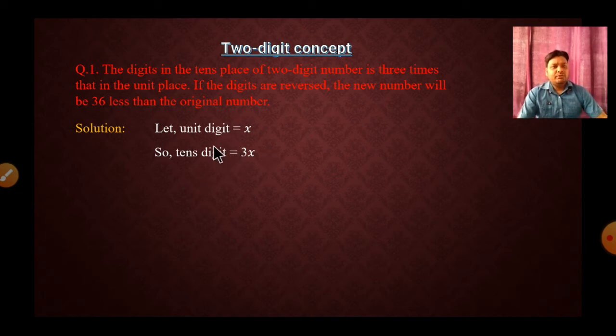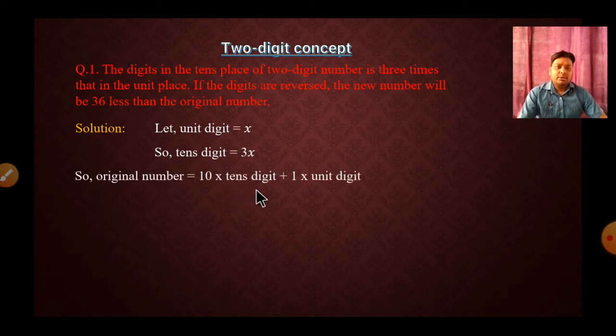So we will apply the original number formula. And we know that the original number formula is what? 10 into tens digit plus 1 into unit digit. Now we will put the value. 10 into 3x plus 1 into x. Okay. Now 10 into 3x is equal to what? 10 into 3, 30x, and 1 into x, only x. It means 30x plus x. Now 30x plus x, both are variables. Here x means only 1x. So 30x plus 1x will be 31x. So it is the original number.